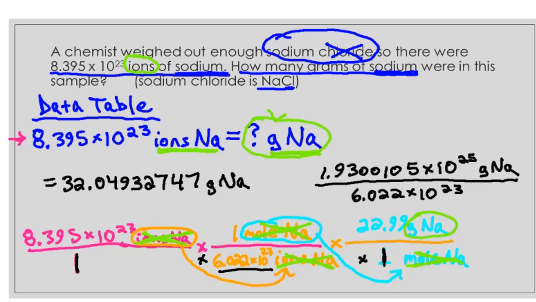Now we need to go back and round to sig figs. So in this first set of numbers, 8.395, this is 4 sig figs. And then over here for Avogadro's number, we have 4 sig figs, 6.022. And up here on the very last fraction, we have 22.99. That's 4 sig figs also. So we're going to round this to 4 sig figs. So 1, 2, 3, 4. But that 9 changes this 4 into a 5 when you're rounding. So we're going to end up with 32.05 grams of sodium. And that's your answer.